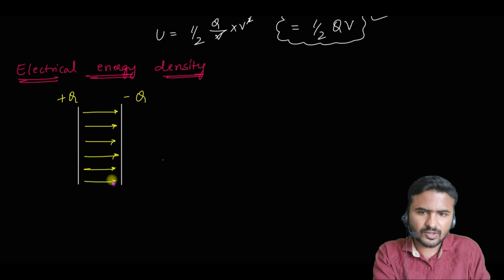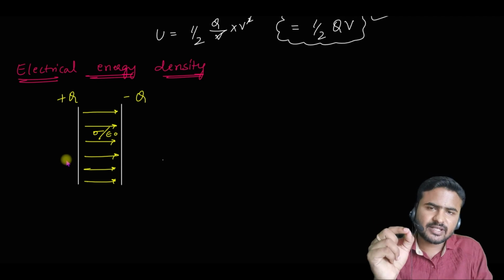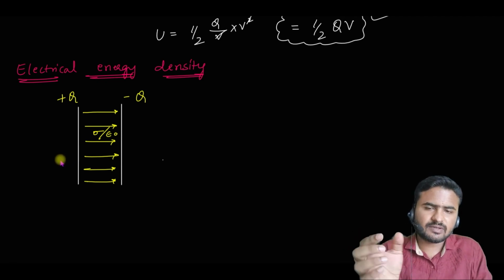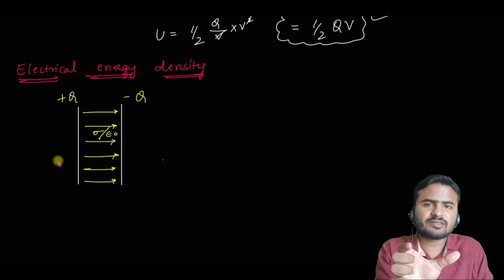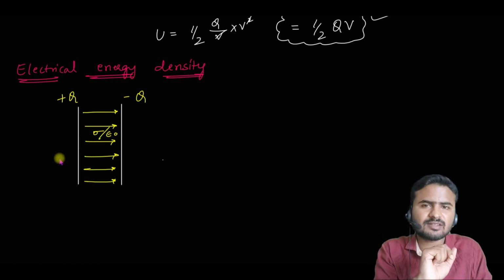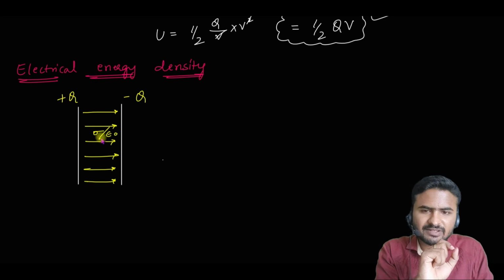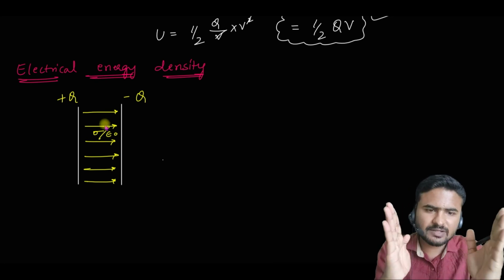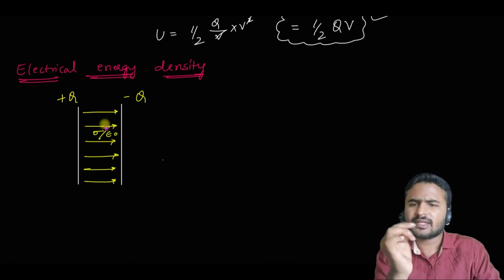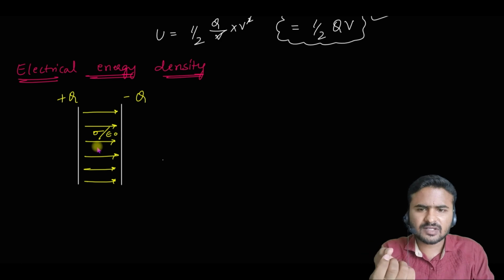Sigma by epsilon naught. The electrical field is going to be sigma by epsilon naught. Hope you remember this. This derivation we did in the previous video, when we discussed the capacitance of a parallel plate capacitor and derived the expression for it. There we discussed that the electrical field between these two plates will be sigma by epsilon naught. Why? Easy to understand. If you don't remember, I'll just tell it here quickly.